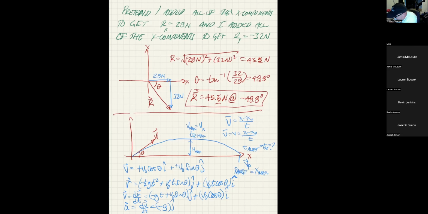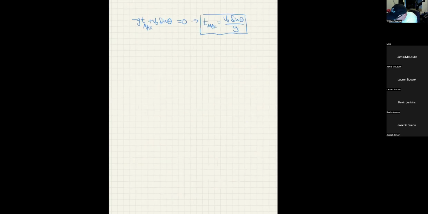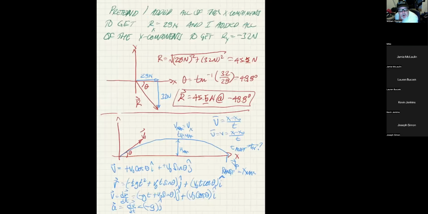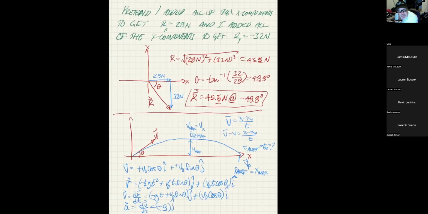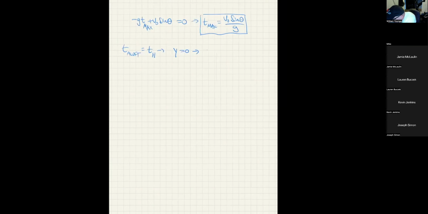Excellent. Perfect. That's exactly right. And in fact, we can see that by saying t aloft, equals t hang time, implies I want y equals 0. So I look at my r vector. My r vector has a y of negative 1/2 gt squared plus v0 t sine theta. So 0 equals negative 1/2 gt squared plus v0 t sine theta.